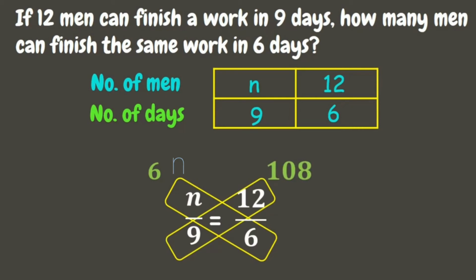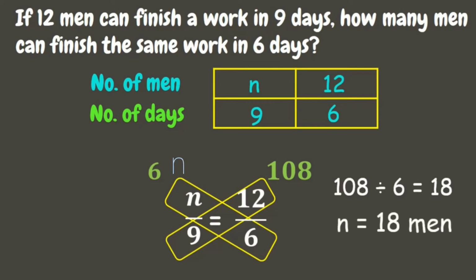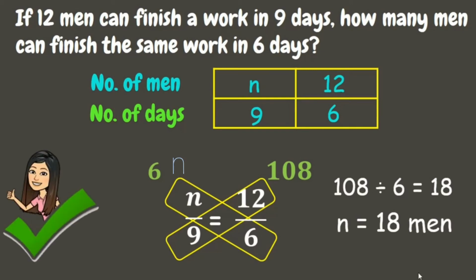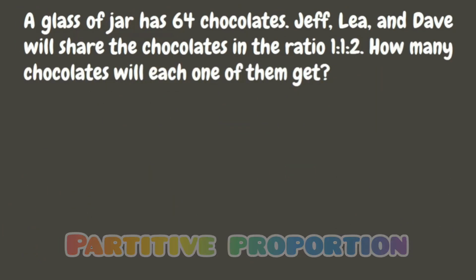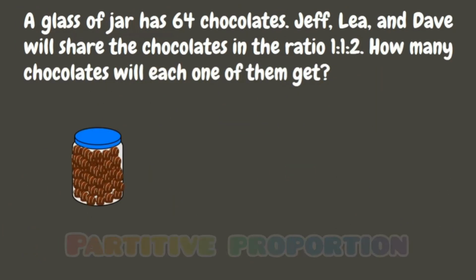Once we are done with that, we ignore the n and divide the 108 by 6. Once we do that, we get 18. So n is equal to 18 men. That means we need 18 men to finish the work in 6 days. It's that easy. Now let's look at the last type of proportion, which is the partitive proportion.